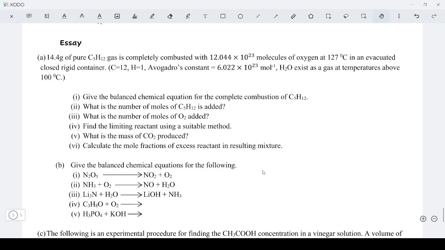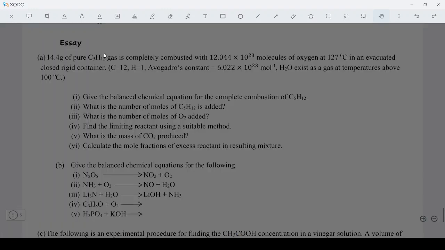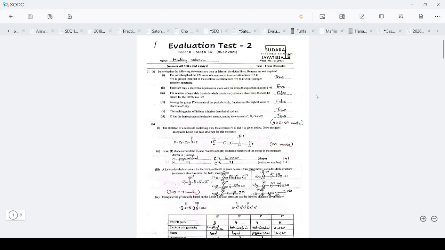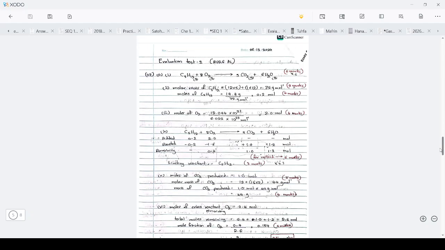So I'll show you that one. Give me a second. Yeah, here we have the marking scheme.